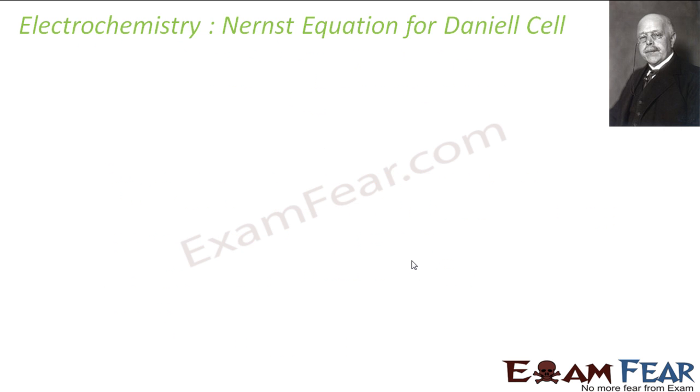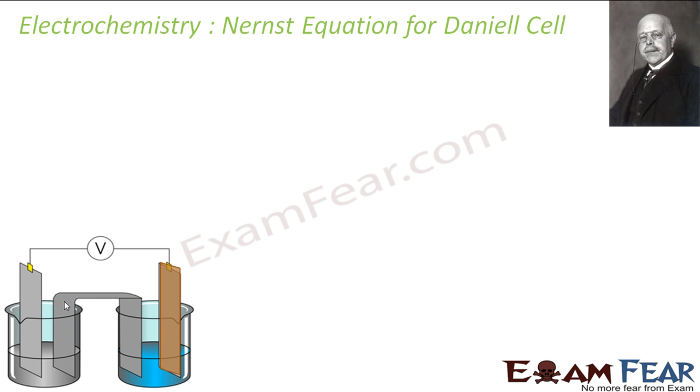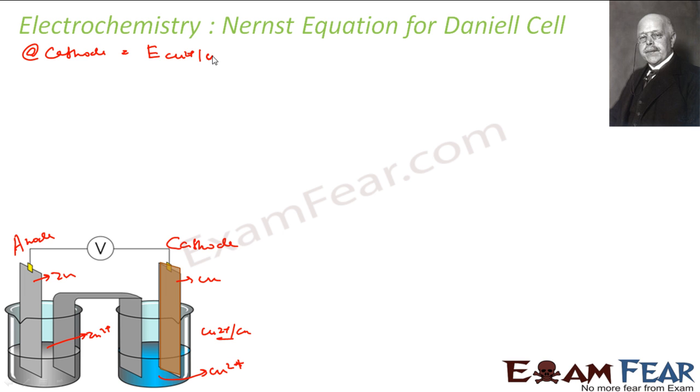So let's apply this for the Daniell cell now. For the Daniell cell we have the anode here and the cathode here. By representation, this is my zinc, this is my copper, and this is my Zn2+ and this is my Cu2+ solution. So we'll talk about the cathode first. At the cathode, I have the reduction potential from Cu2+ to copper.